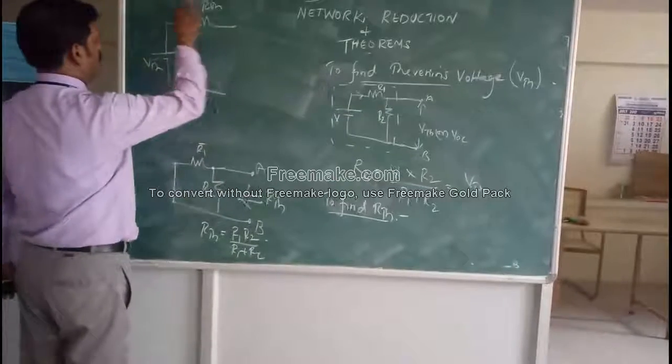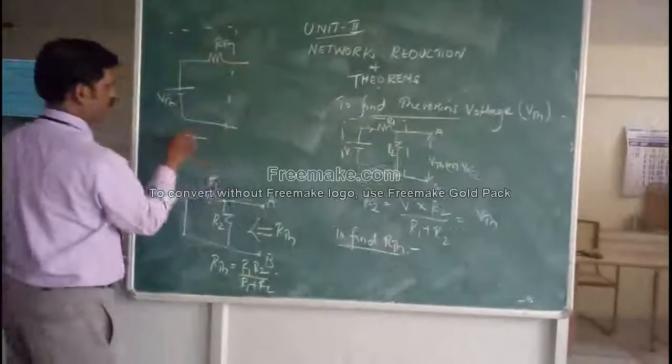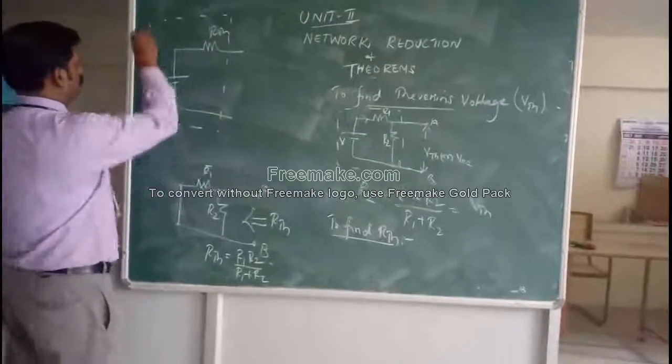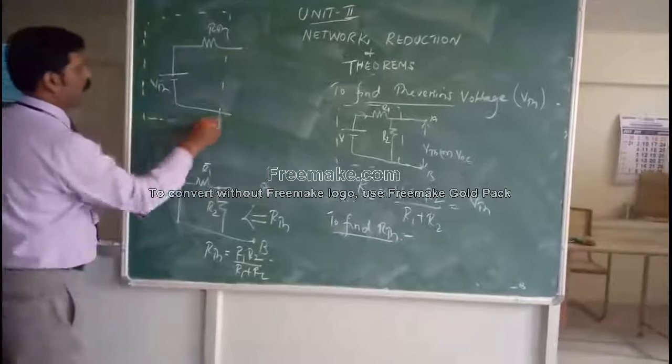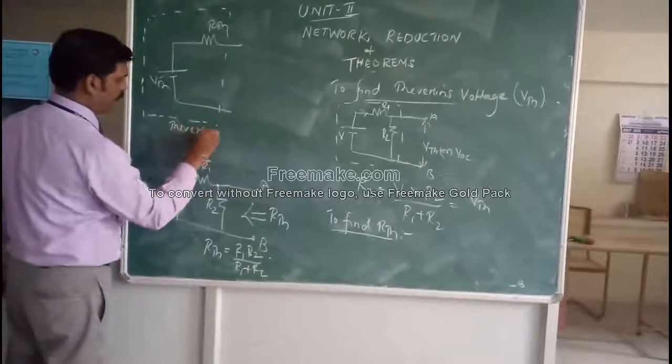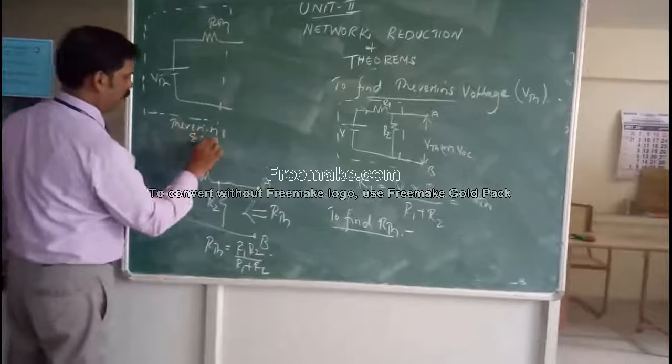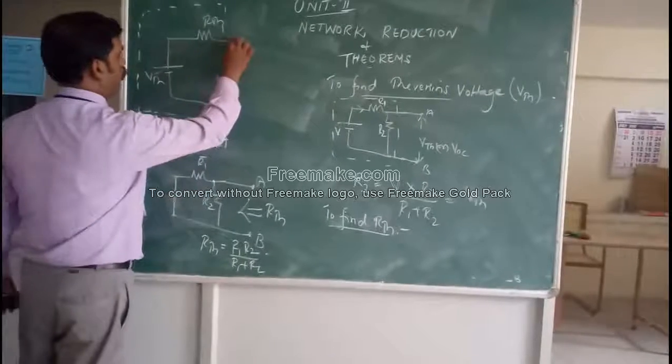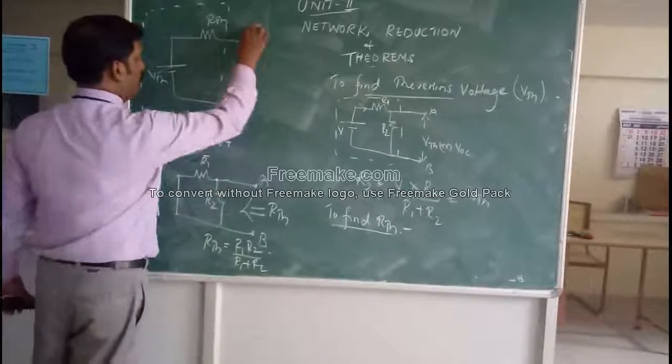Now this is your Thevenin's equivalent circuit. Thevenin's equivalent circuit is this one. Now this is your point A and B.